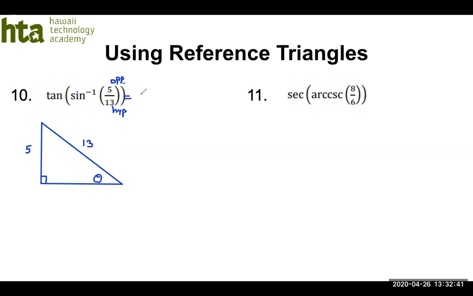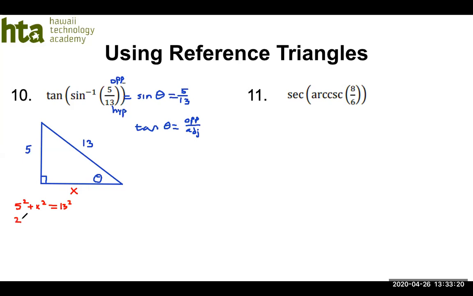So this implied that sine of theta was 5 over 13. Our goal now is to find the tangent of theta. We're going to use this triangle to find it. Well, tangent is opposite over adjacent. Do we know the adjacent? No, we do not. So we are going to need the Pythagorean theorem to find out what this side is right here. So Pythagorean theorem: leg squared plus the other leg squared equals the hypotenuse squared.